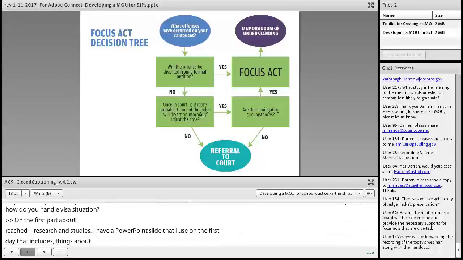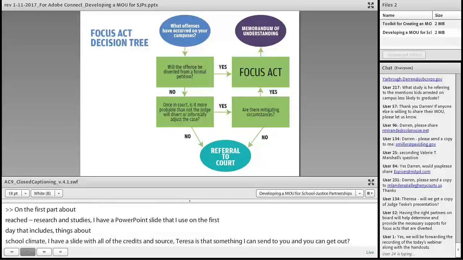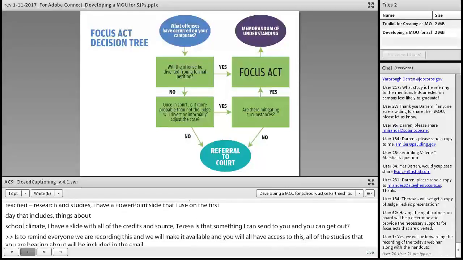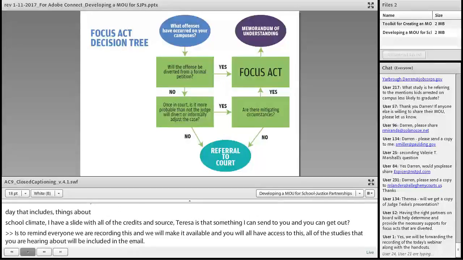Absolutely. And just to remind everyone, we're recording this. We'll make it available. Anybody who's registered, this will all come to you, so don't panic if you don't have it right now. We're definitely going to make that all available, and all these studies that he's referring to, we'll make sure to include in our email. And then we also want to point everybody to our National Resource Center, which Elo has made a couple of links available for, at schooljusticepartnership.org.